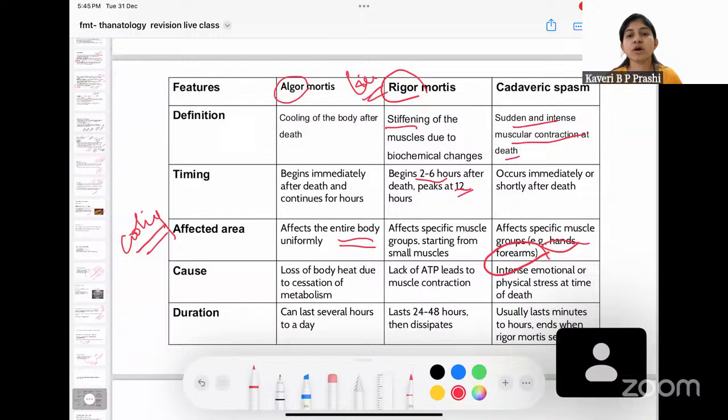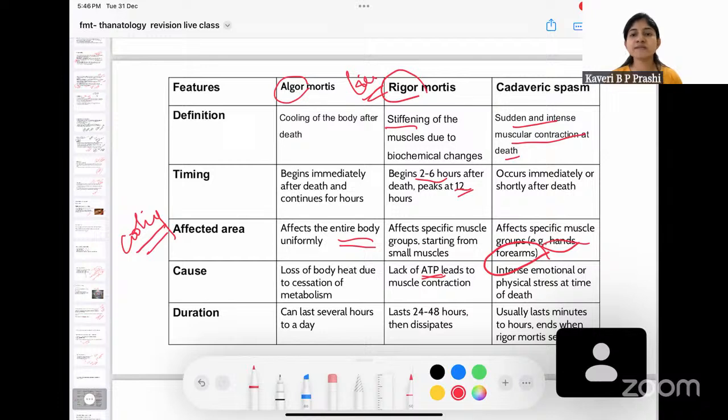Rigor mortis. What is the cause of rigor mortis? Lack of ATP leads to muscle contraction. So what happens normally in the muscle? There's going to be contraction, relaxation, that is happening in sequence. And after the muscle contracts, after the actin and myosin filaments contract, we need energy. We need the breakdown of the ATP to release energy for them to separate. Now, why don't we have ATP? Because all the metabolic functions of the body have stopped. So no ATP. If no ATP, that means these actin and myosin cannot separate. They remain in the form of muscle contraction. Got it?